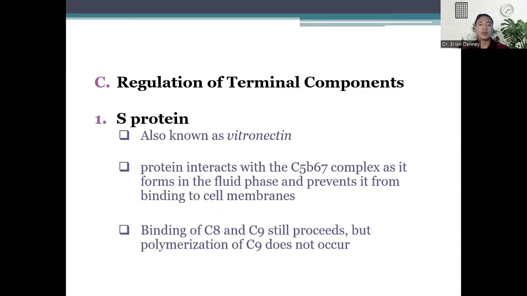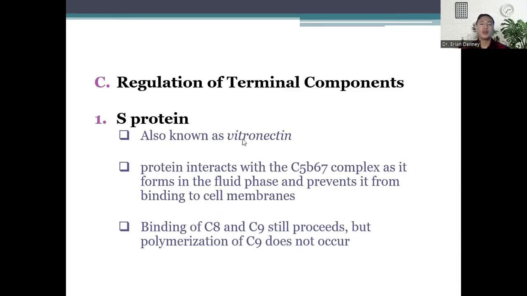Next, we have S protein, which is also known as vitronectin. It binds to C8 and C9, but it interacts with the terminal components or the MAC complex. It binds with C5b, C6, C7, C8, and C9. But there is no polymerization that occurs when S protein binds to C9.